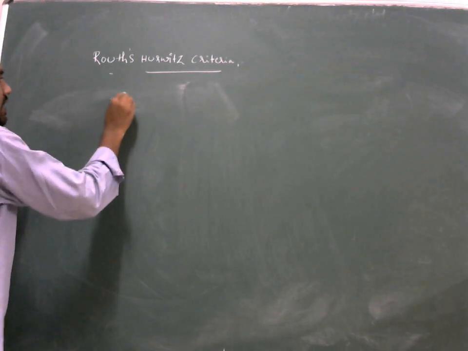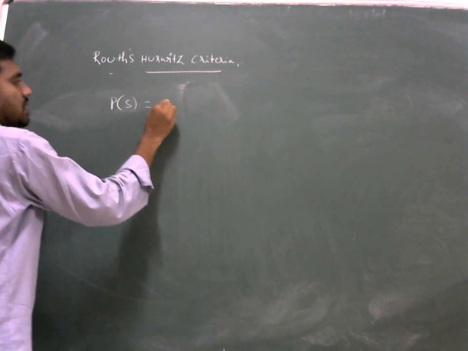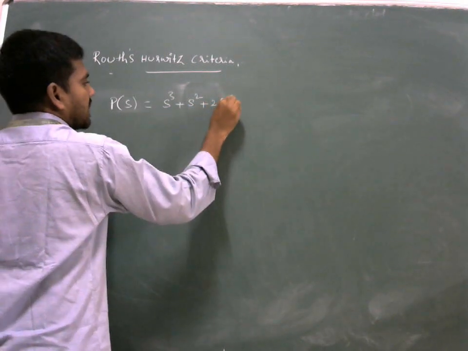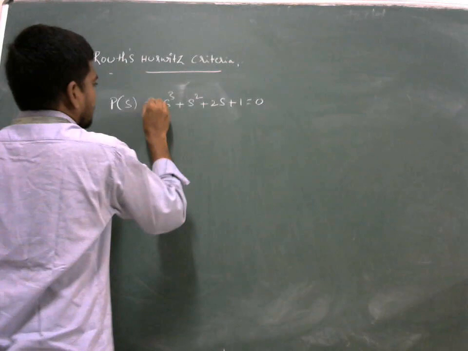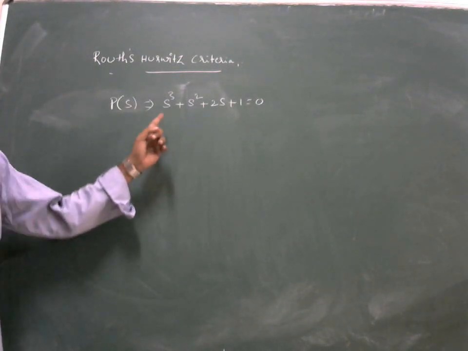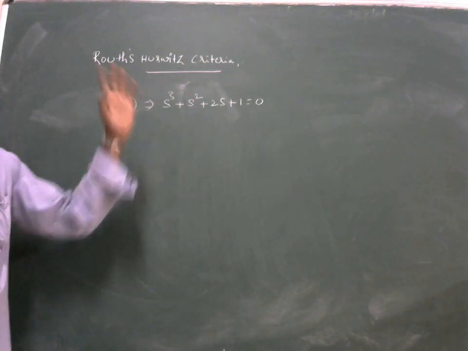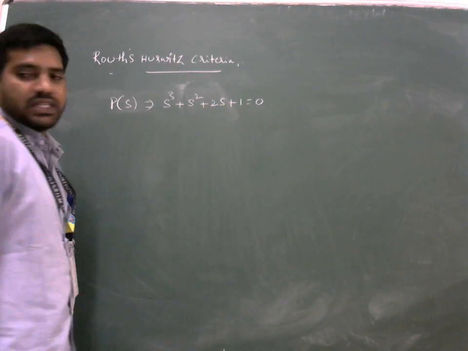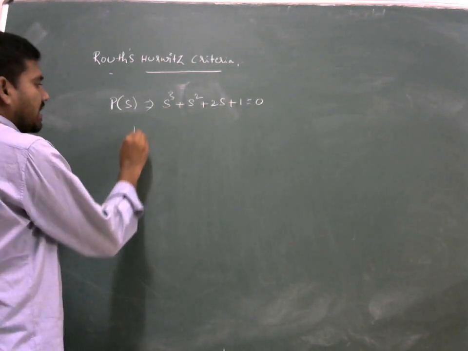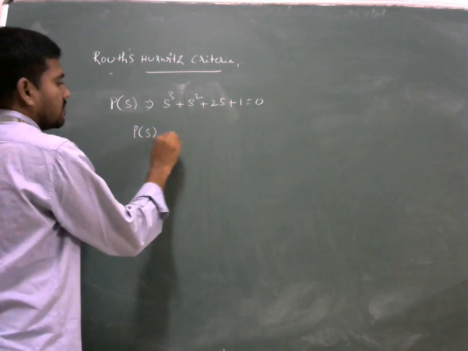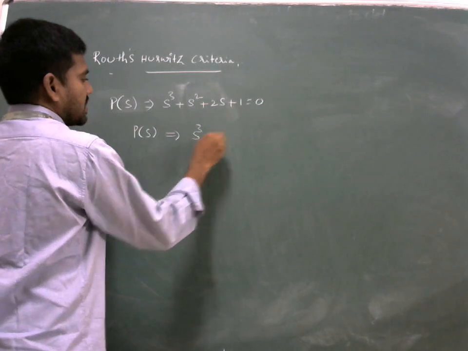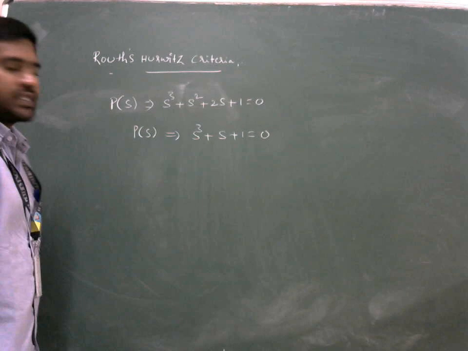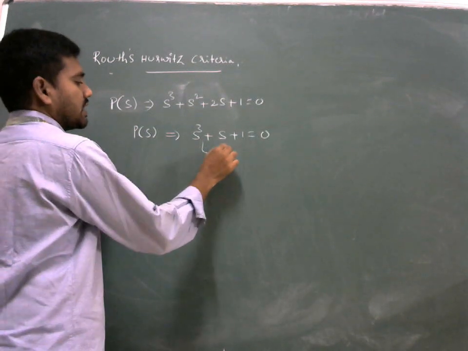For the given polynomial, the first case is there is no missing term, no missing coefficient, no zero coefficient. For example, P of s is equal to s cube plus s square plus 2s plus 1 equal to 0. In this case, there is no zero coefficient. For example, if I take P of s equal to s cube plus s plus 1 equal to 0, then what about the s square coefficient? Here the s square coefficient is missing.